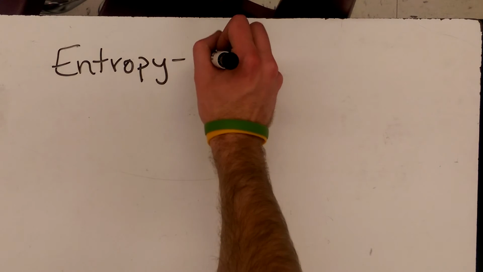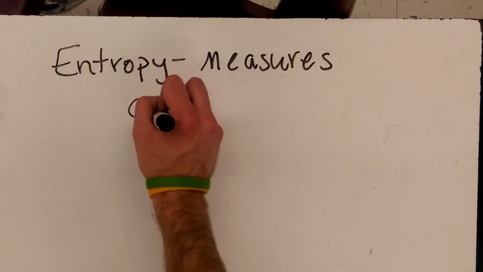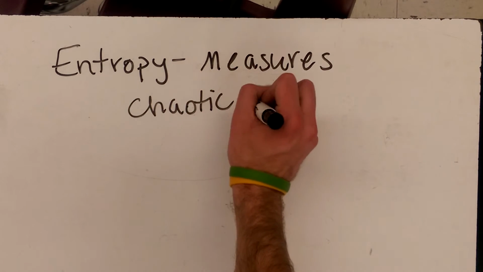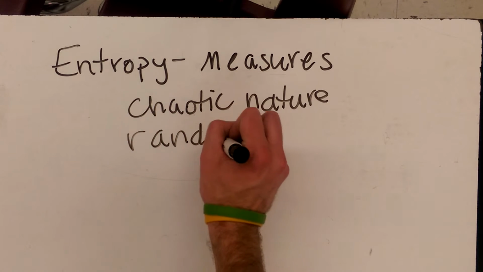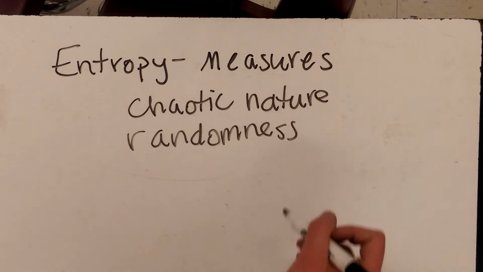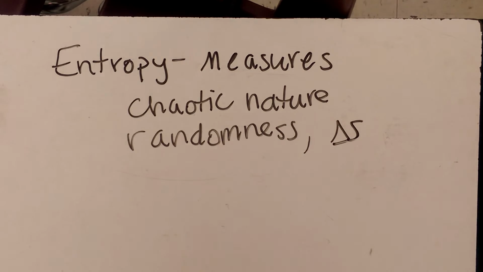So entropy measures the randomness of a system, or how much chaos is going on. Again, it measures chaotic nature or randomness. It comes with the characteristic variable of delta S. Delta S is how we measure that entropy value. So the higher our entropy rating, the more chaotic our system is, or the more random things appear.